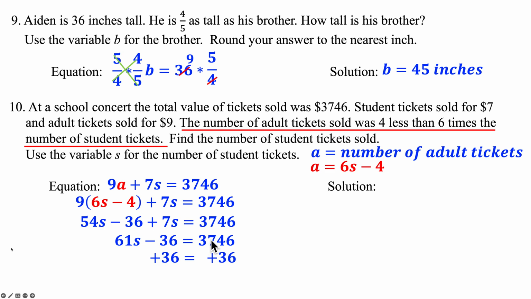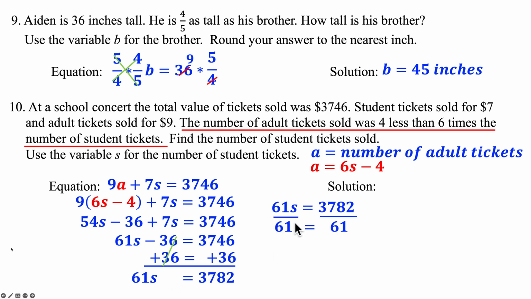Add over the 36. 61S is going to equal 3,782. Now, at this point, I want to make a comment. Can you have half or a third or 0.2 or 0.9 of a ticket? No. So when you divide this out, you better get a whole number.